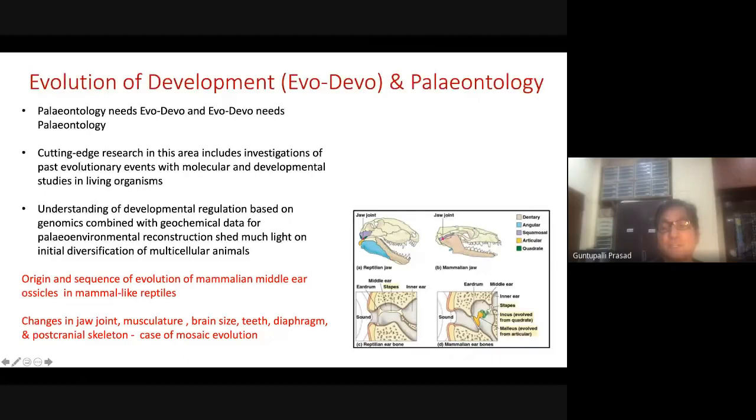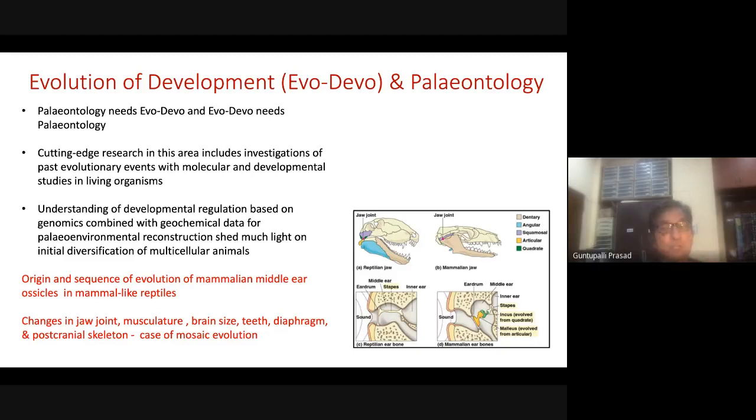It's a single mandibular bone, and some of these bones, the articular and quadrate, have been shifted to the inner ear, where they form the incus and malleus. So this has been found in some of the mammal-like reptiles, which gave rise to the mammals.